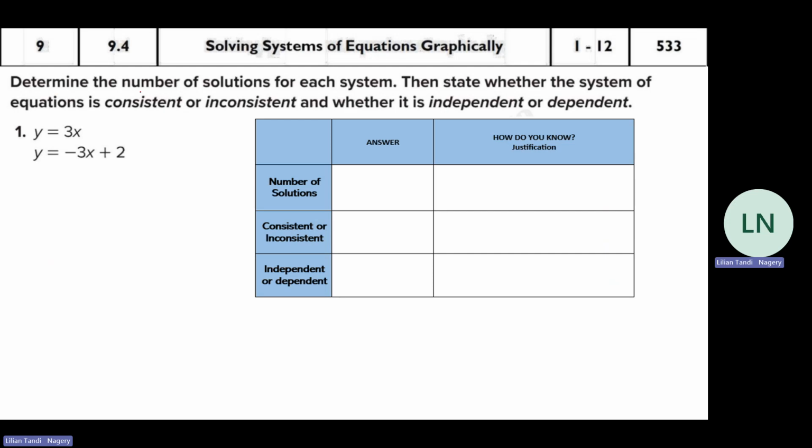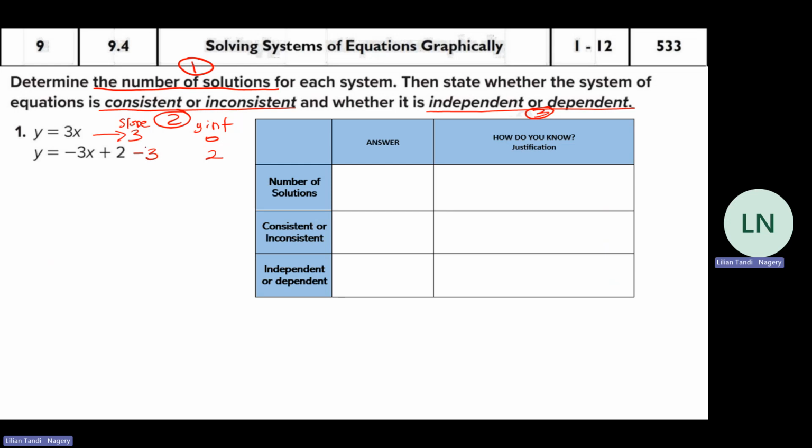So here it says determine the number of solutions. That's one answer, part 1. Then state whether the system of equations is consistent or inconsistent. That's your second answer. And whether it is independent or dependent. That's your third answer. So you should have 3 different answers for this question. Now, the first thing you look at is your slope. The slope in this equation is 3, and the y-intercept is 0. And here the slope is -3, and the y-intercept is 2.